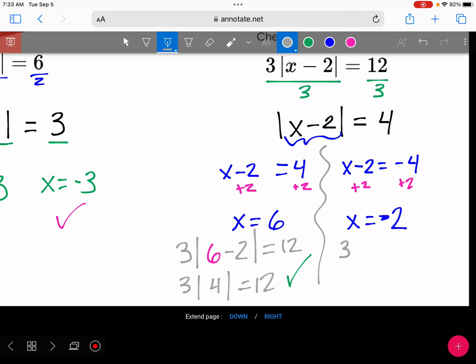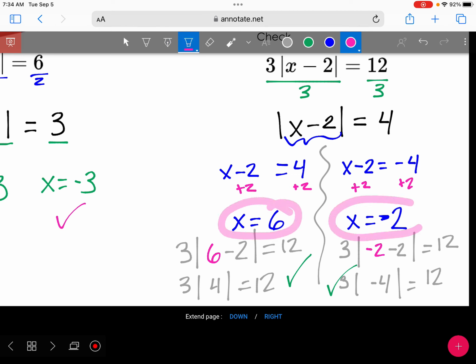Same thing for the other side. 3 times the absolute value of negative 2 minus 2 equals 12. What is negative 2 minus 2? Negative 4. Absolute value of negative 4 is positive 4. 3 times positive 4 does indeed give us 12. So that one also checks. So we have 2 solutions again. So this one and this one.